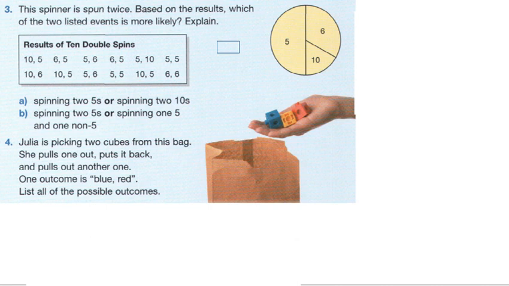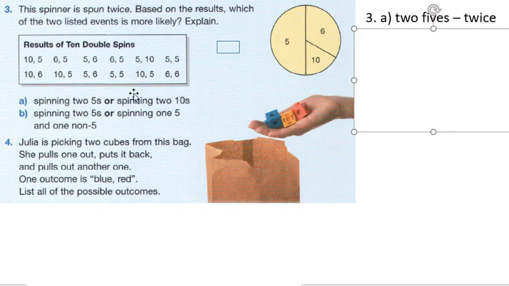In the next page, the spinner is spun twice. Based on the results, which of the 2 listed events is more likely? A, spinning 2 5s or spinning 2 10s? B, spinning 2 5s or spinning 1 5 and 1 non-5. We're going to take a look at these now.